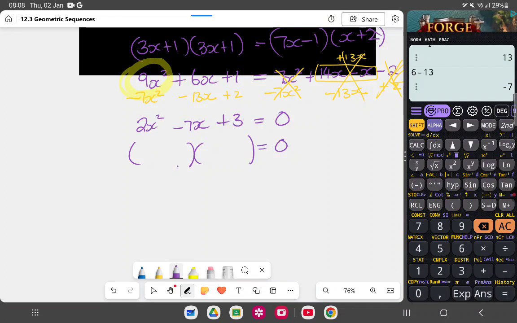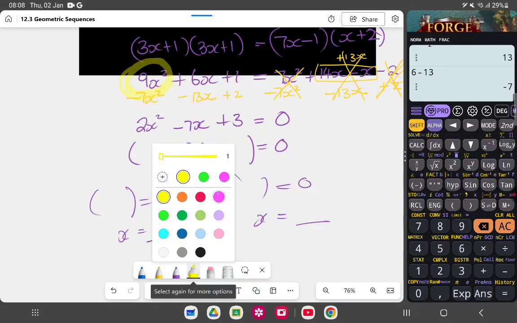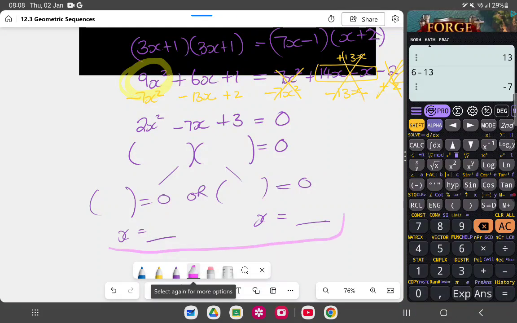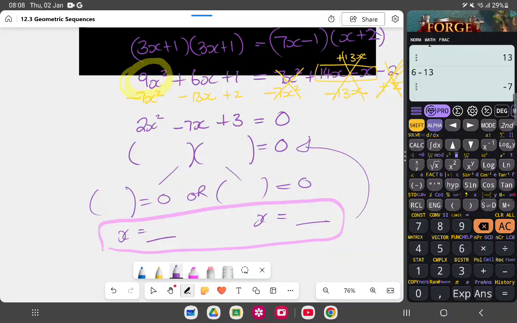Then from here, remember you write this as whatever the inside is equals. So bracket equals 0 or bracket equals 0. And then you are going to solve for x. And you're going to say x equals a number and x equals a number. Now your calculator is going to give you this portion. And I need you to go back to that line and give me that line.